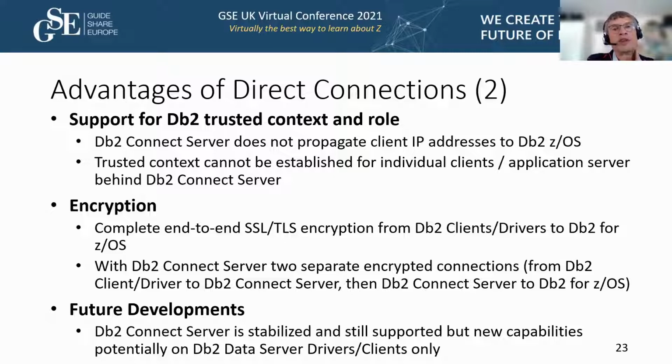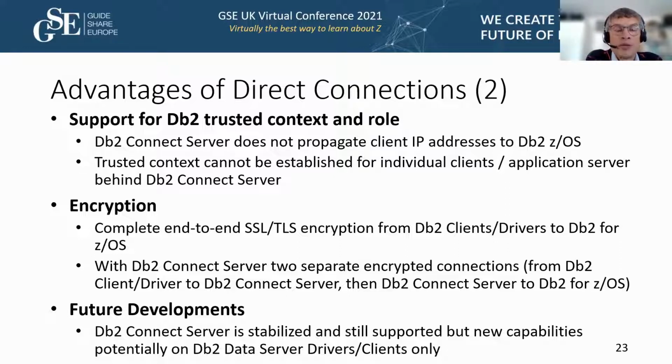So let's continue with the advantages of direct connections. Perhaps you are also leveraging or trying to work with DB2 trusted context and roles. And this is also one thing which doesn't work with DB2 Connect server. DB2 Connect server does not propagate the end user's client IP addresses to DB2 for z/OS. So this might be a problem if you want to leverage a trusted context.